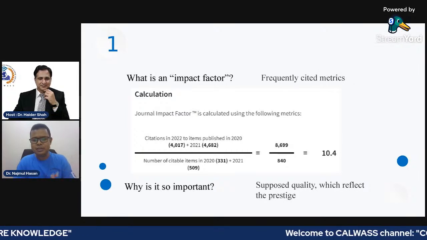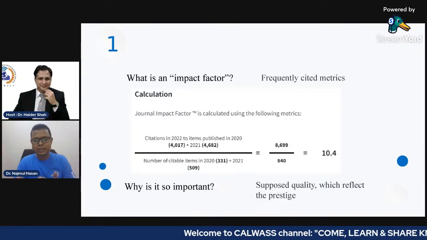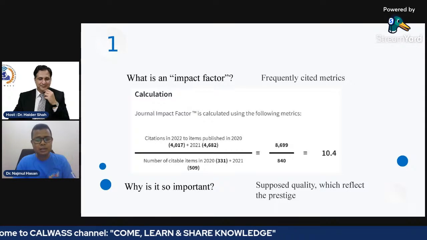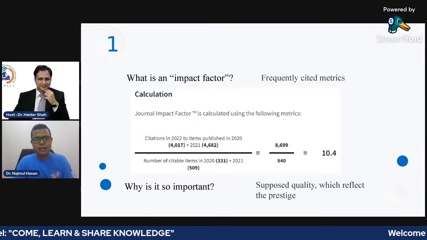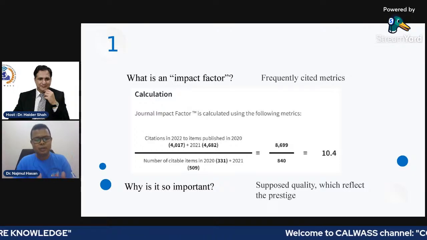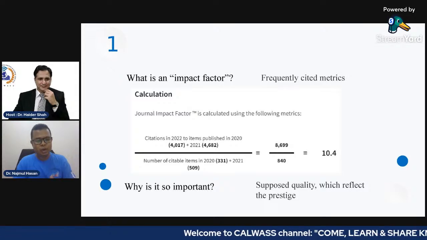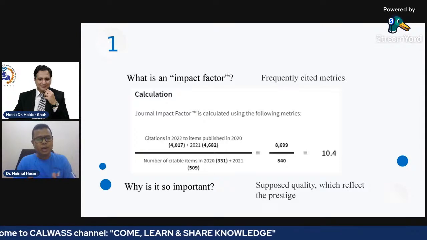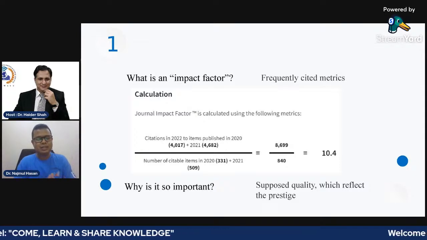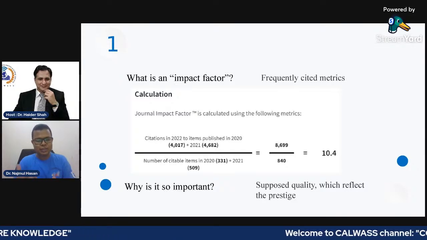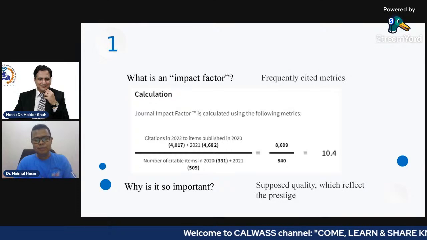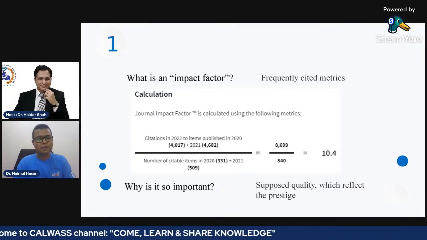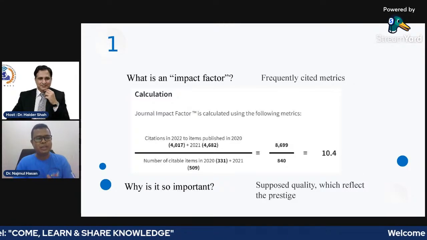This impact factor is applicable for 2022. The Journal of Retailing and Consumer Services published 4017 papers in 2020 and 4682 papers in 2021. It is divided by the number of citations, and the total citation number is 840. So the impact factor is equal to 10.4, right? In this way we can calculate the impact factor. So the impact factor actually depends on the number of citations.